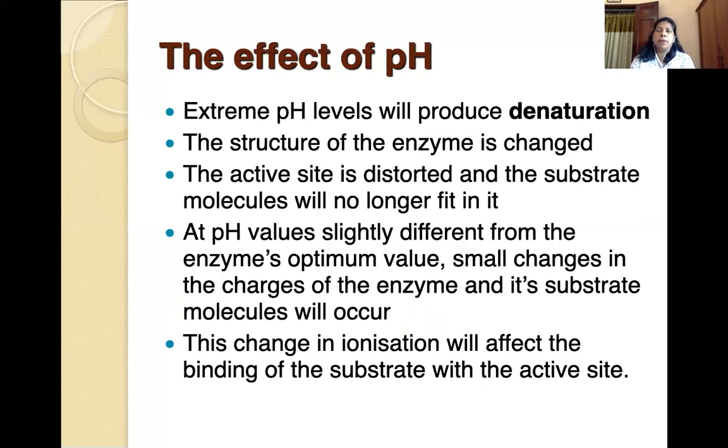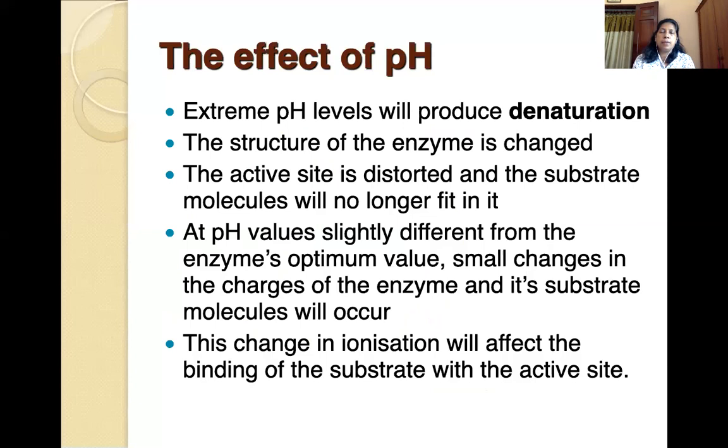Extreme pH levels will produce denaturation. The structure of the enzyme is changed. The active site is destroyed and distorted, and the substrate molecule will no longer fit in it. Now you can see that because the active site is distorted or disarranged, the substrate molecule does not fit to it.